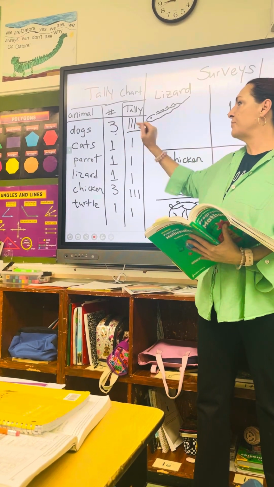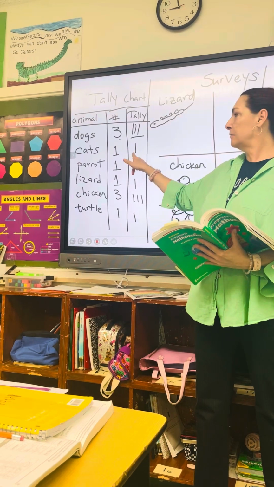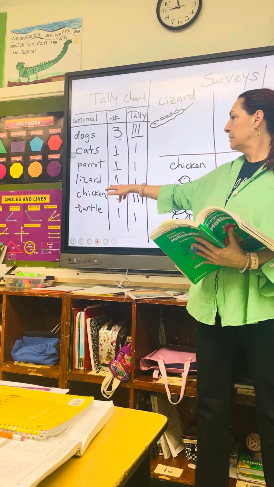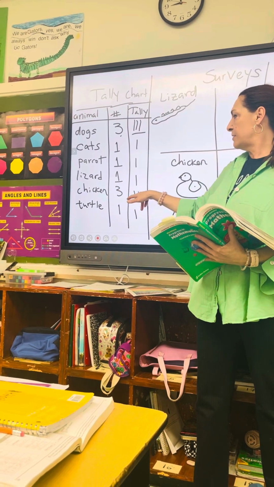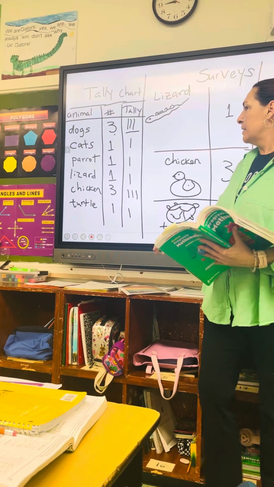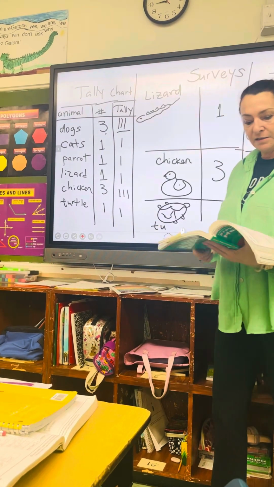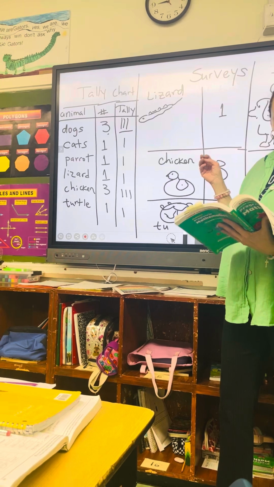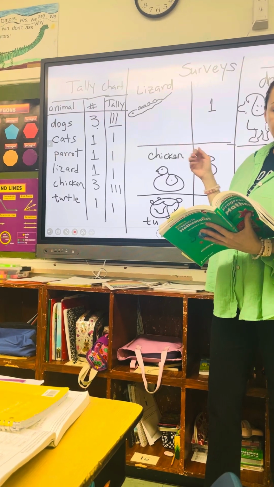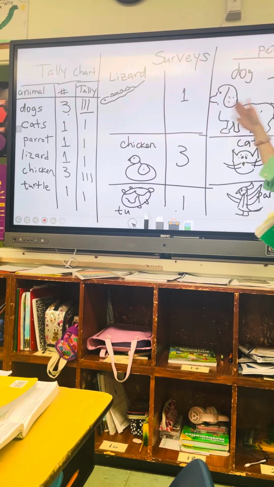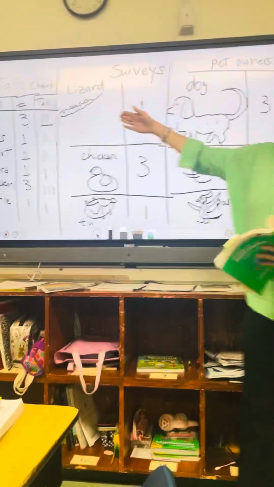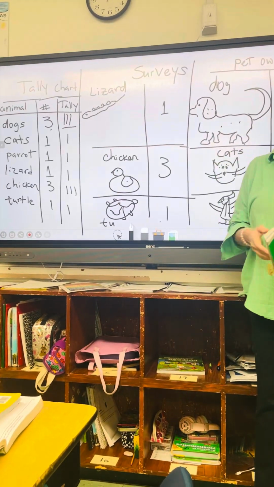We have 1, 2, 3. Cats, 1. Parrot, 1. Lizard, 1. Chicken, 3. And turtle, 1. So this is called a tally chart using data from the survey. So this is our data here, and we represent this in a tally chart.